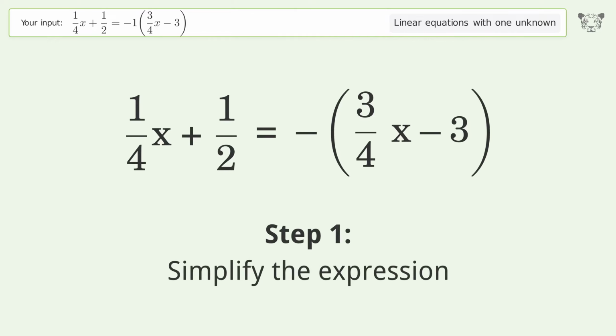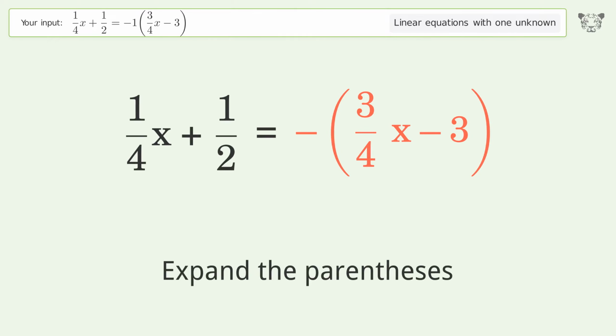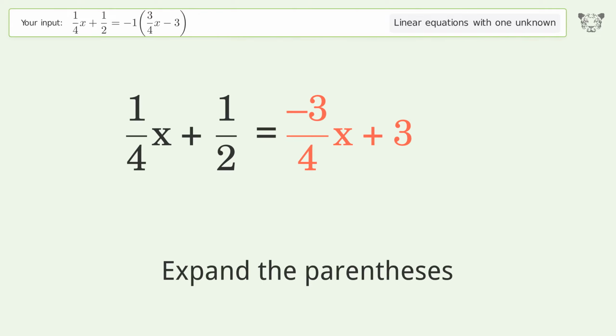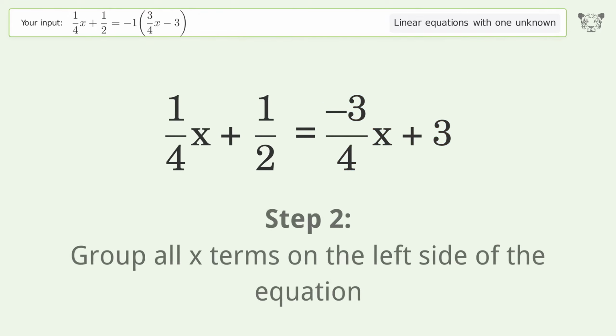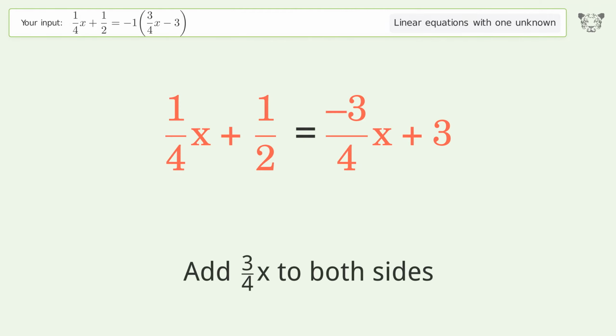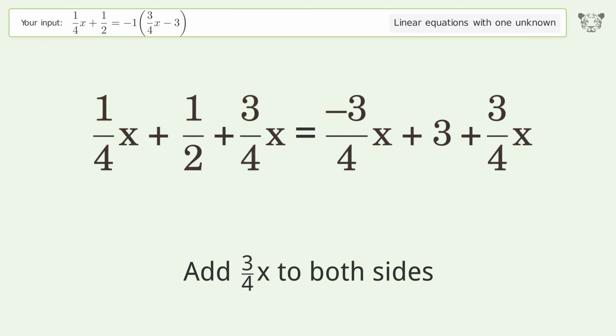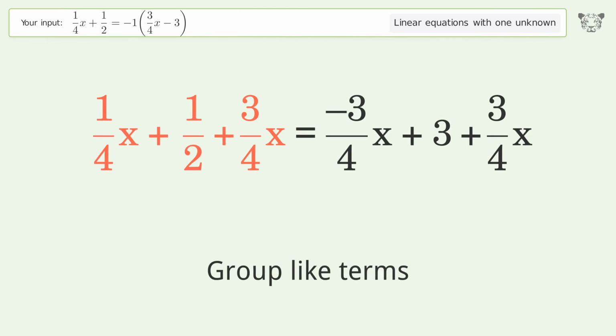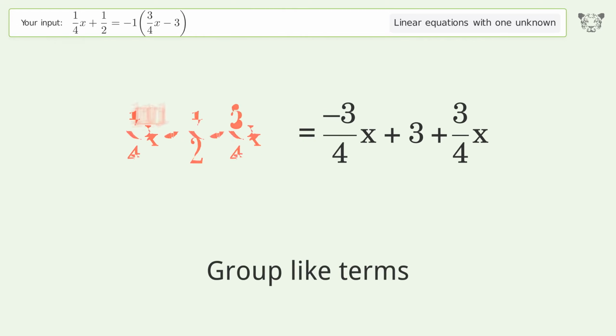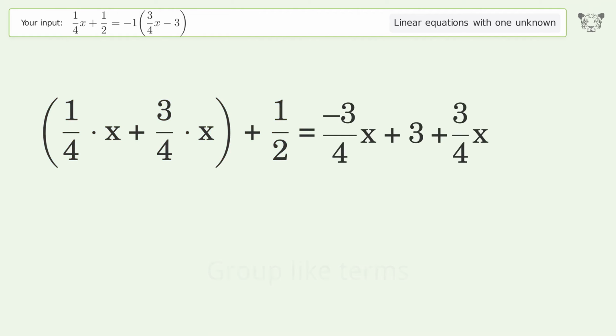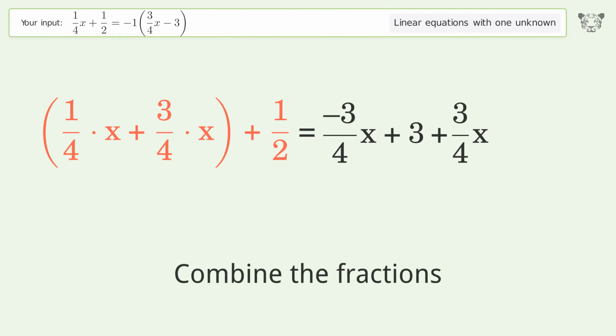Simplify the expression. Expand the parentheses. Group all x terms on the left side of the equation. Add 3/4x to both sides. Group like terms. Combine the fractions.